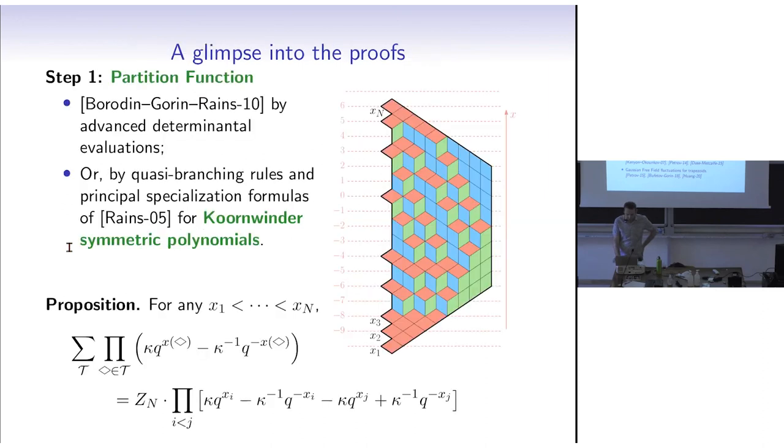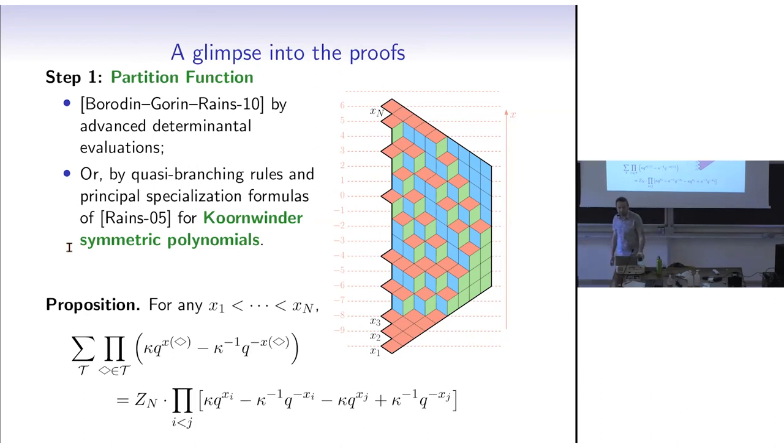Okay, so maybe I have 5 minutes. Okay, so in 5 minutes, I will try to give you a glimpse into the proofs. So what makes it possible for us to analyze these things? First, there is the first bit of integrability, which is the fact that in this situation, the partition function is explicit. So this normalization constant in all the probability measures.